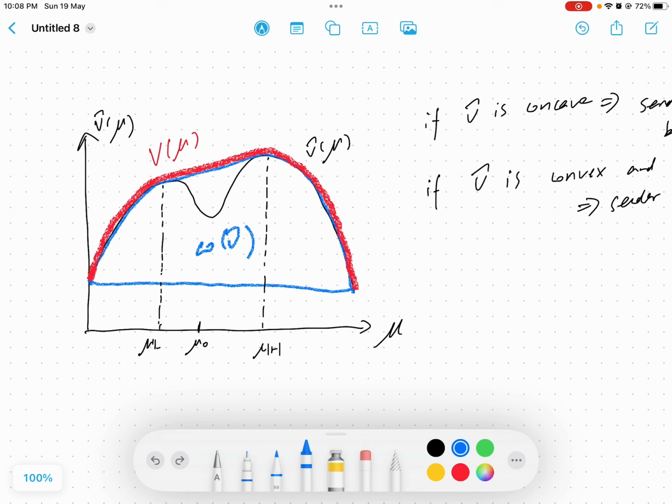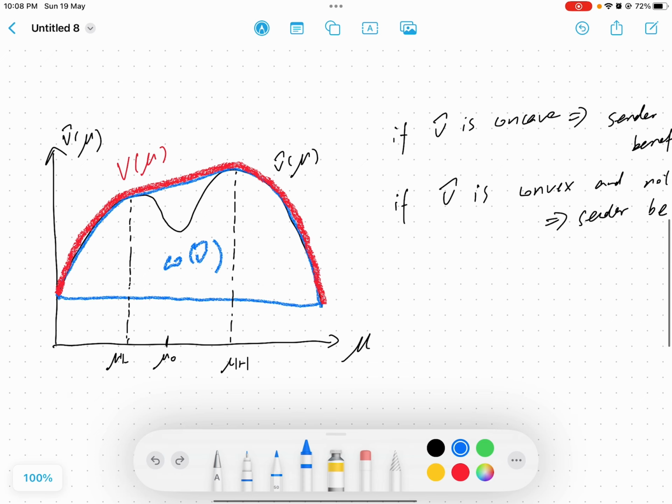But for all the priors outside of this range from mu L to mu H, if it is less than mu L or higher than mu H, then we can notice that those segments of the function v hat are actually concave, right? So those two parts. And the function in the middle part is convex, right?